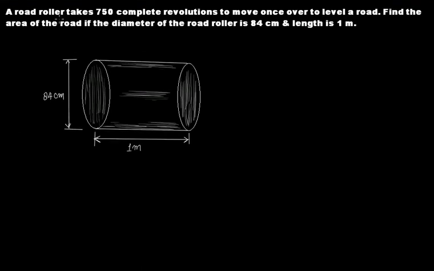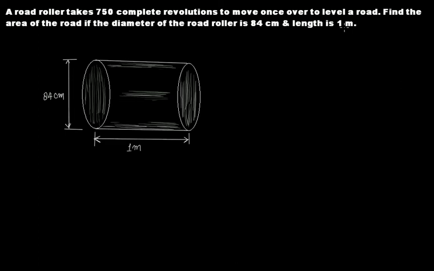A road roller takes 750 complete revolutions to move once over to level a road. Find the area of the road if the diameter of the road roller is 84 centimeters and the length is 1 meter.